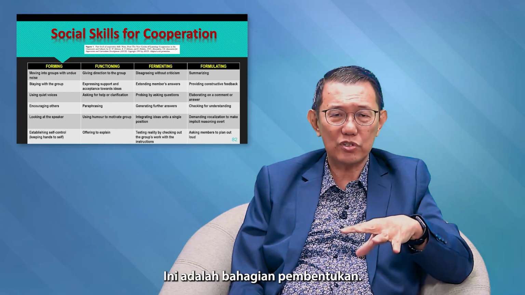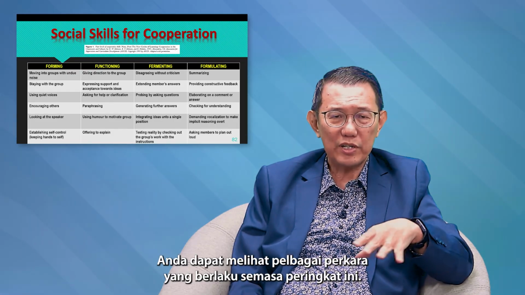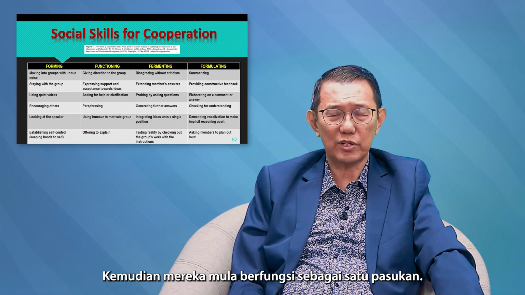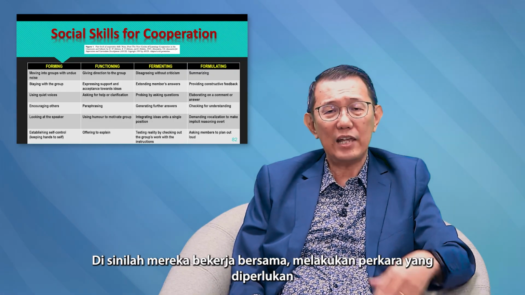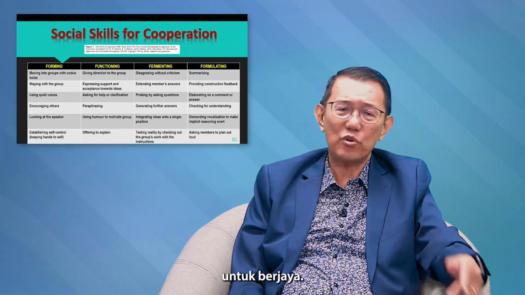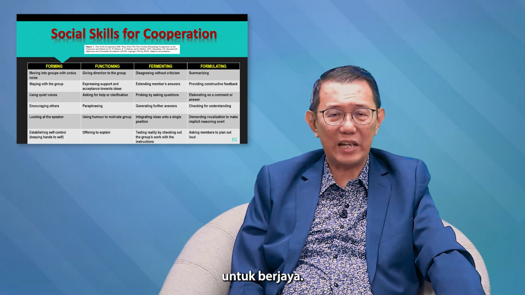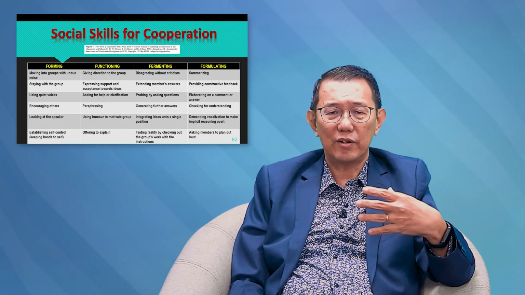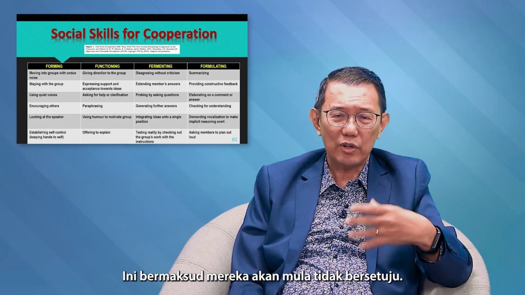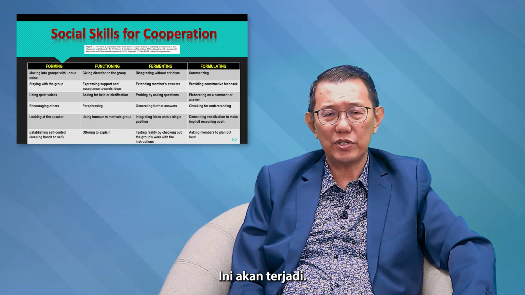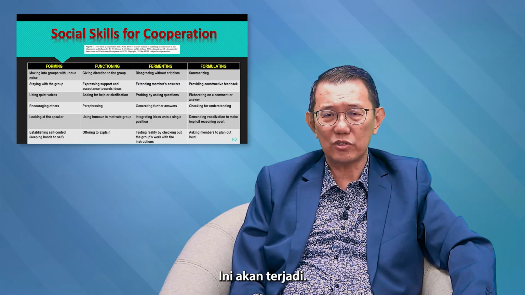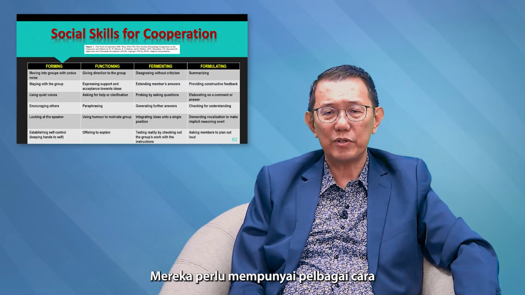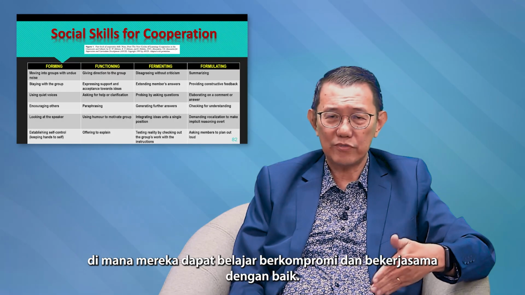And then they function together as a team. That's when they start working together, doing all the things that are needed to be successful teams. As they function together, it is only natural there will be some fermenting. That means they will start disagreeing. They need to have all kinds of ways in which they can compromise and cooperate together. And finally, there's the formulating, which is summarizing and all these different skills.